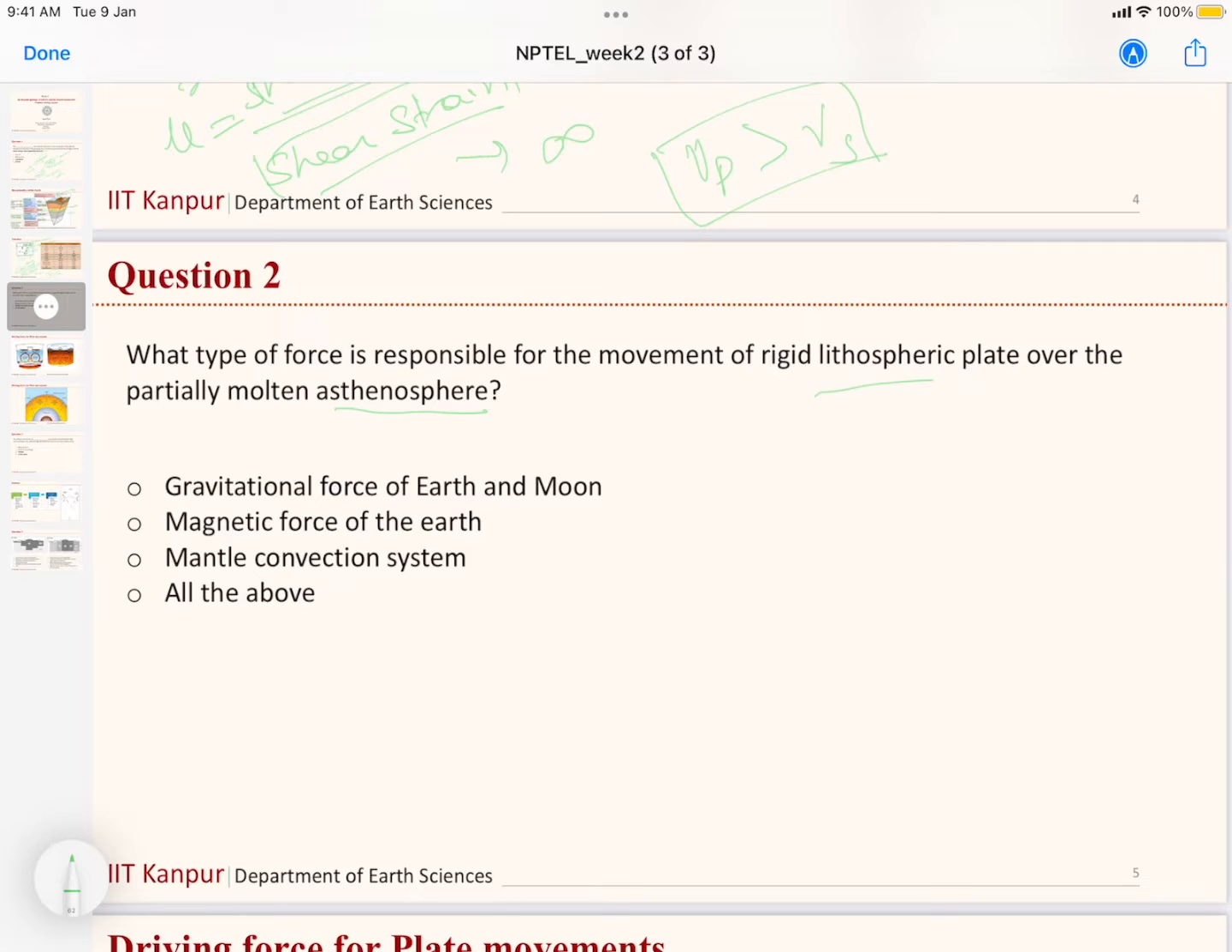So Akshay, I hope you are aware of these terminologies. Are you aware of these terminologies, for example, lithosphere, asthenosphere? Okay, no issues. So actually we discussed this in the first week session.